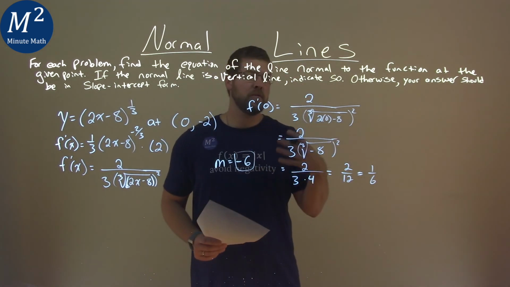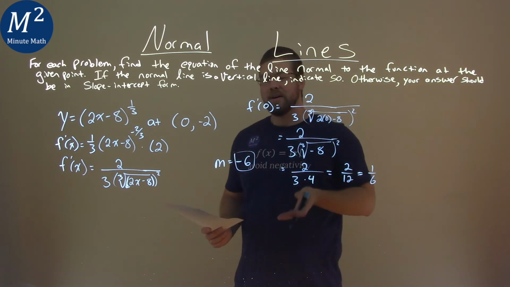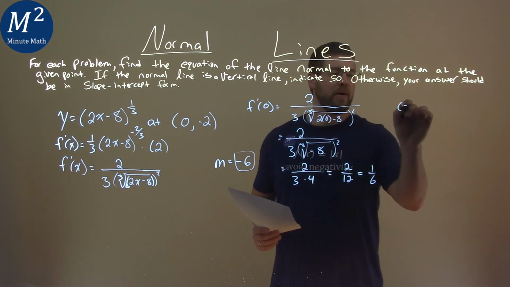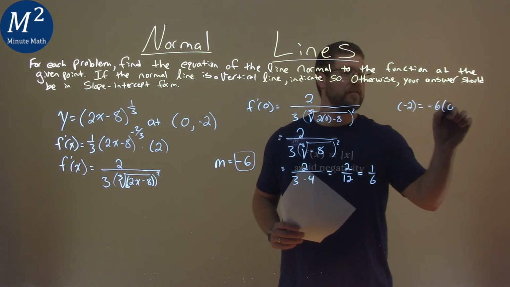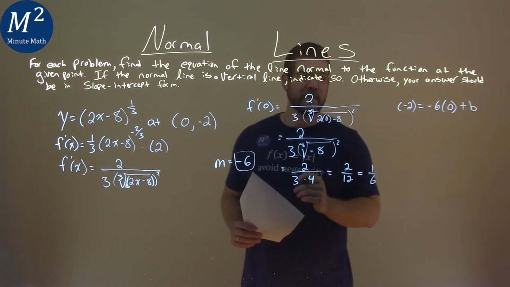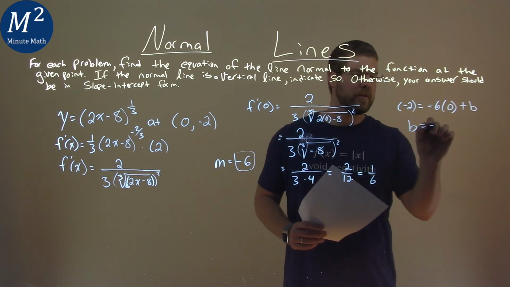From there, we need to use what we know about y = mx + b to solve the equation of the line. So we have a y value of negative 2. Our slope is 6 multiplied by our x value, which is 0, plus b. Now we're solving for b. Well, 0 times 6 is 0, and so b equals negative 2.